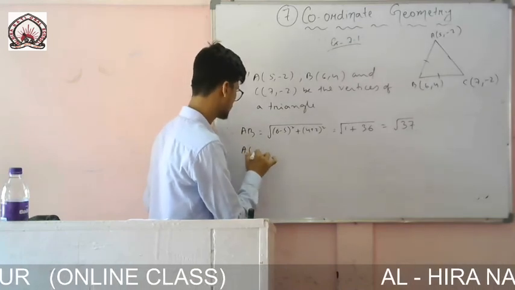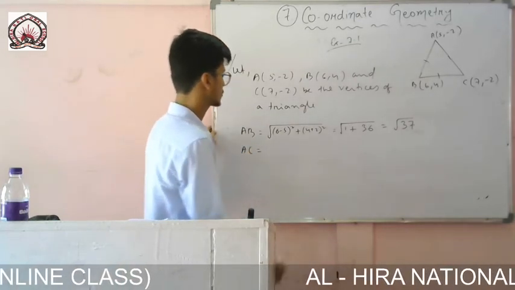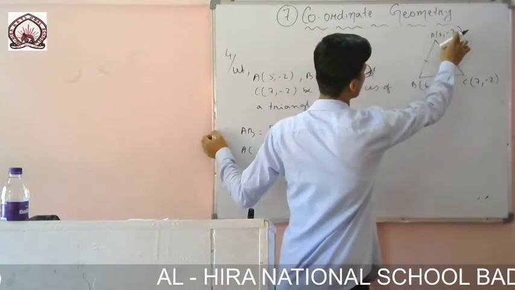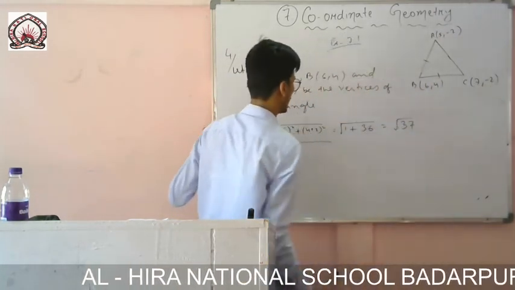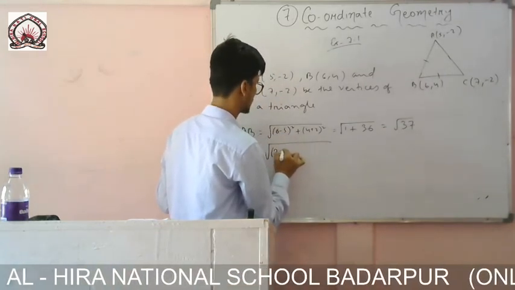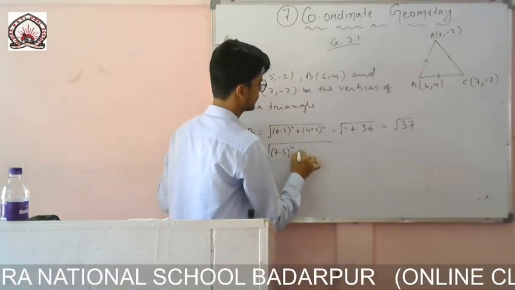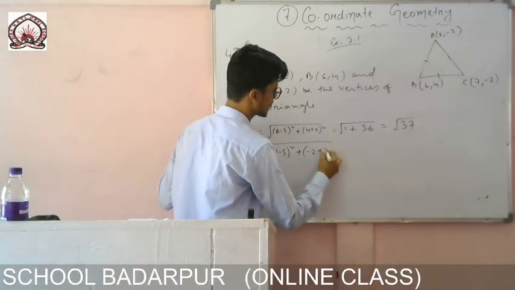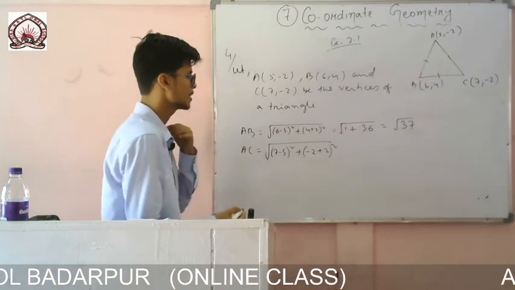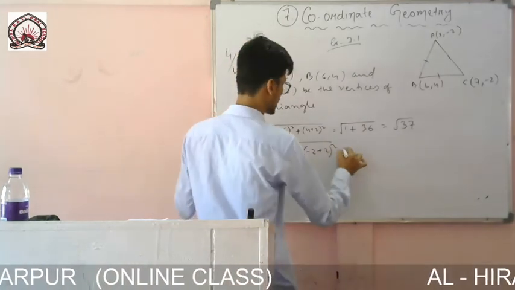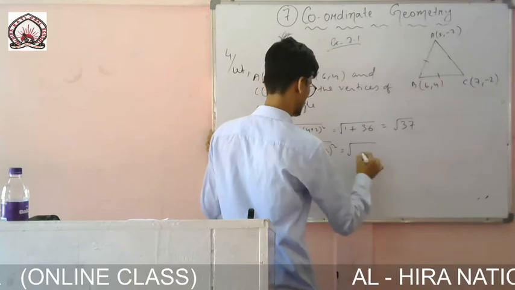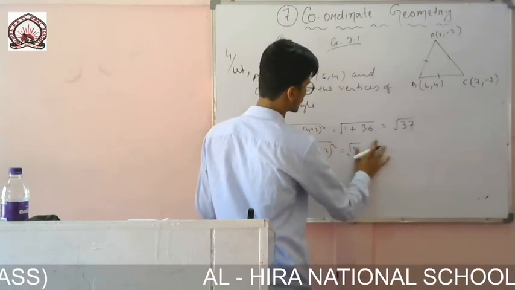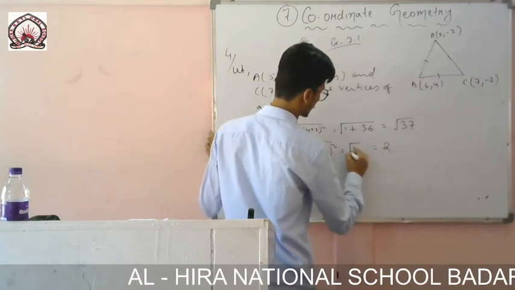So now let us find AC. AC will be equal to root, again this one will be x1, this one y1, this one x2, this one y2. So it will be 7 minus 5 whole thing square plus minus 2, again minus minus 2, so minus minus becomes plus. So minus 2 plus 2 whole thing square. So 7 minus 5 is 2, square is 4, and there minus 2 plus 2 will be cancelled. So only 4 is there, that means the answer will be 2.